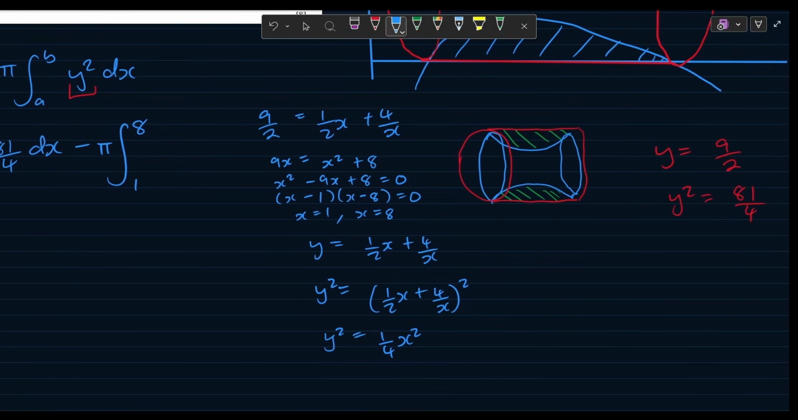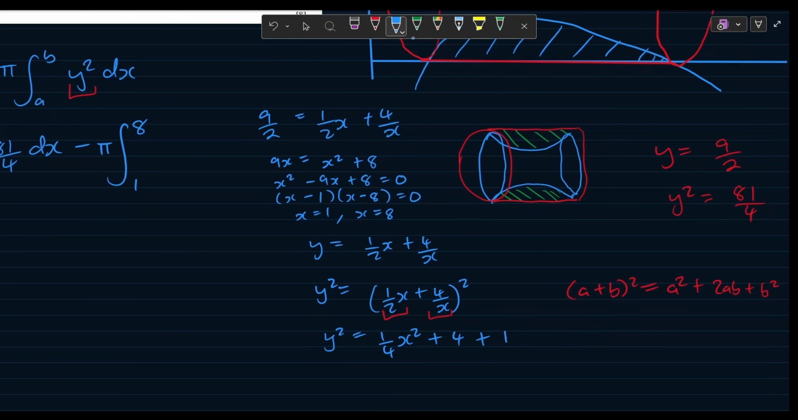By the way, in case you're not following, what we're using is the idea that a plus b squared is equal to a squared plus 2ab plus b squared. And this is our a, this is our b. So that's what's going on. Now we need 2ab, which is 2 times a half x, that's x, times the 4 over x, which just gives us 4. And now square the 4 over x.